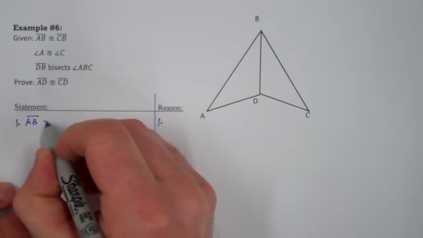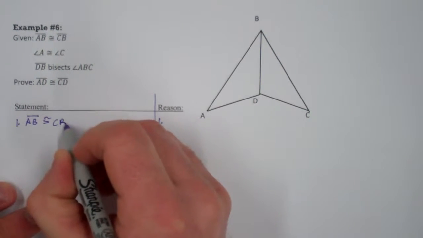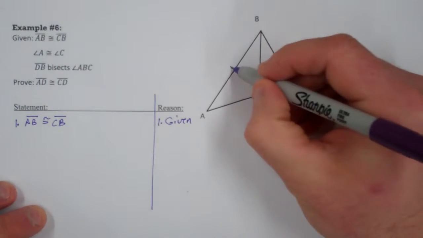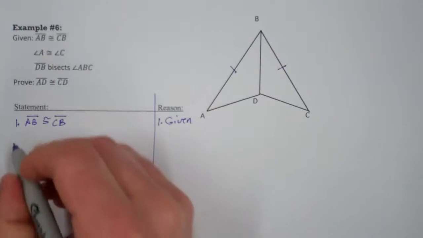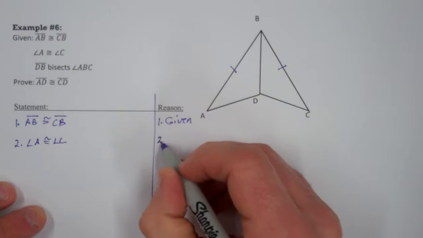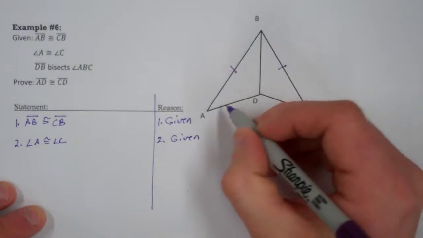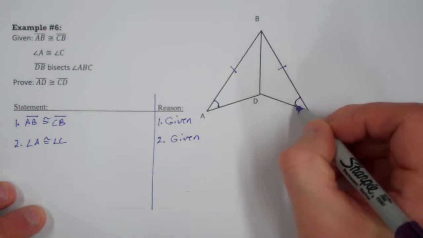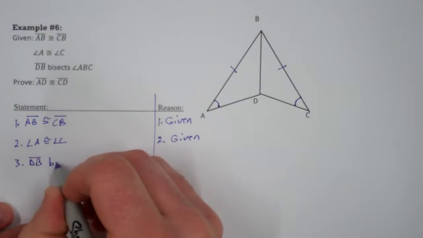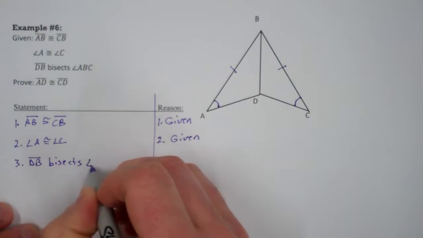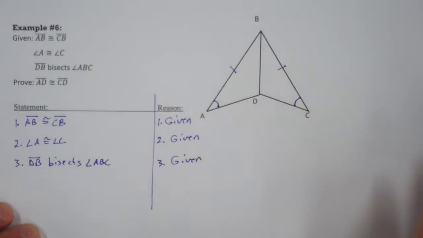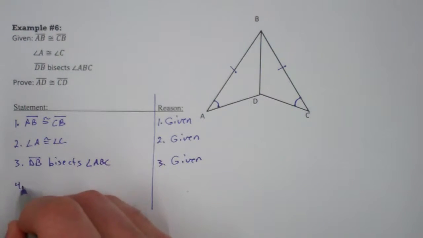So we're given that AB here is congruent to CB. That's given, and we can make some marks here on the diagram. So there's your AB, and there's CB. 2, we are given that angle A is congruent to angle C. And again, that's given to us. So angle A here and angle C are congruent. And we're also given that DB bisects angle ABC. Alright, so we can't make a mark on the diagram yet, but we can make a logical conclusion.